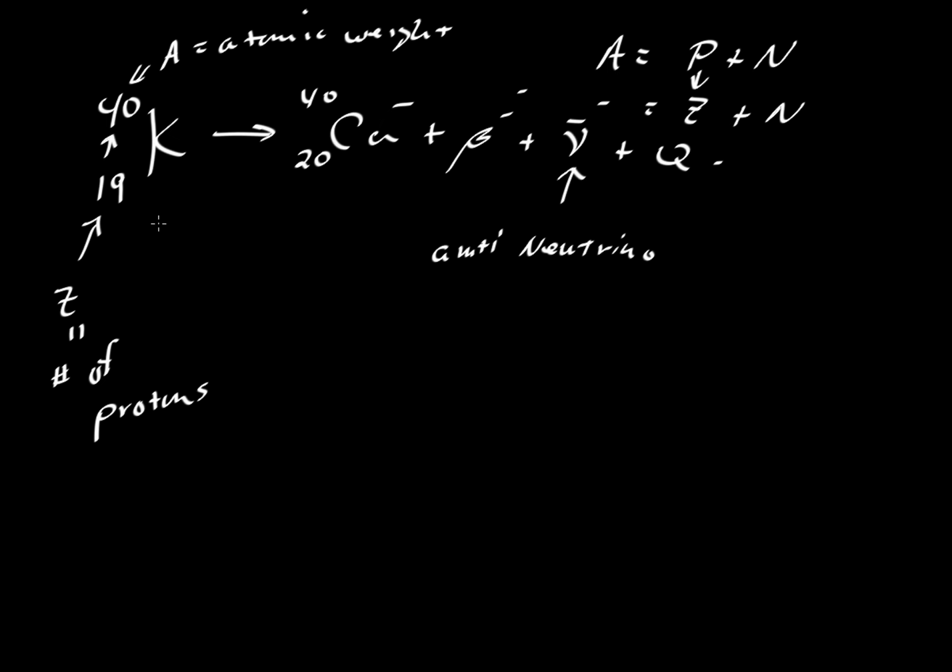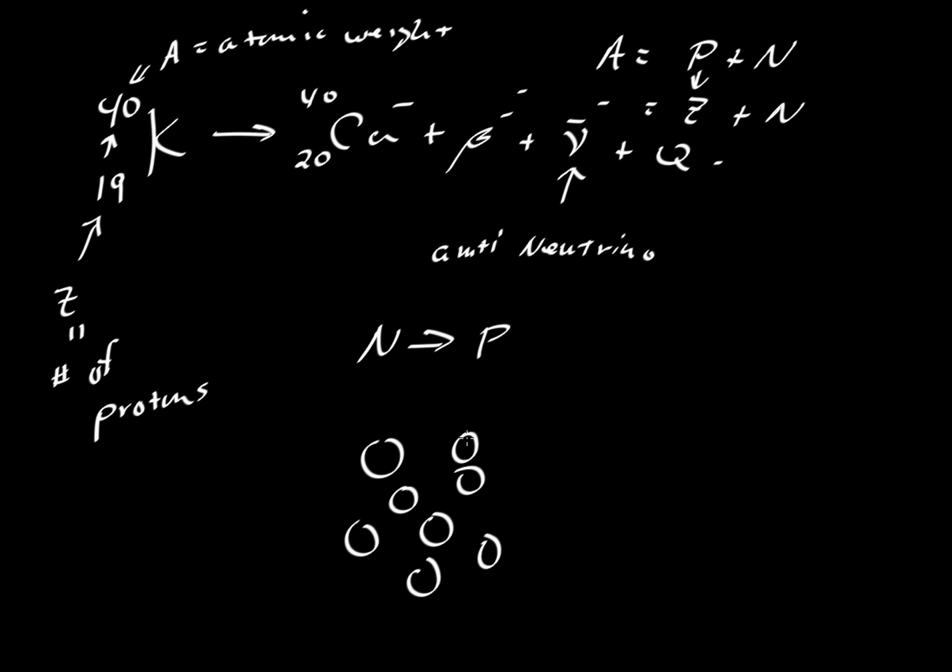So what happened in this decay process? We had a neutron turn into a proton. So in the nucleus, we had a bunch of neutrons, and we had some protons. We can draw some protons. We're not going to draw the complete atom here. This is just for purposes of illustration. So if we had potassium 19, we'd have to have 19 protons, etc. No need to do that.